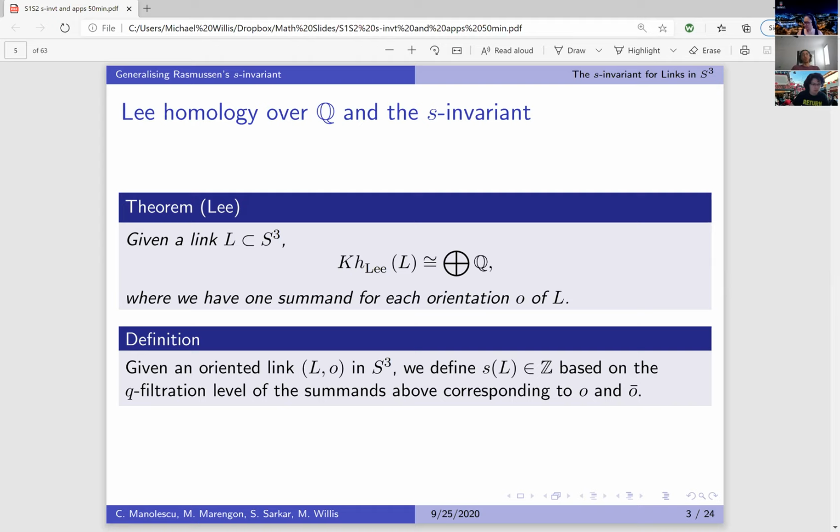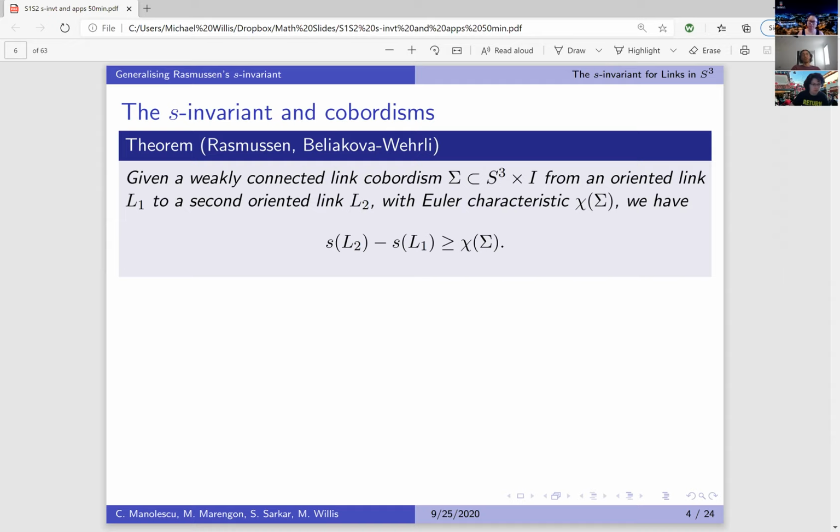Okay, so this information is all very combinatorial in nature. The complex was built combinatorially, and filtration levels are combinatorially defined. The good news is this data actually tells you something about topology. So the theorem from Rasmussen, originally for knots, then Beliakova and Wehrli wrote down how you would think about it with links, or at least a way to do it.